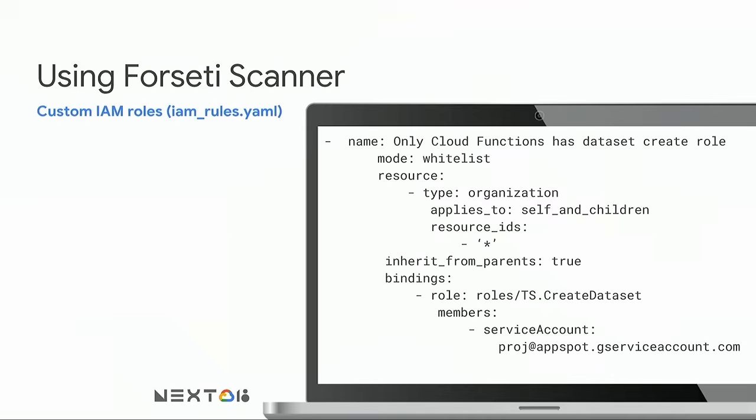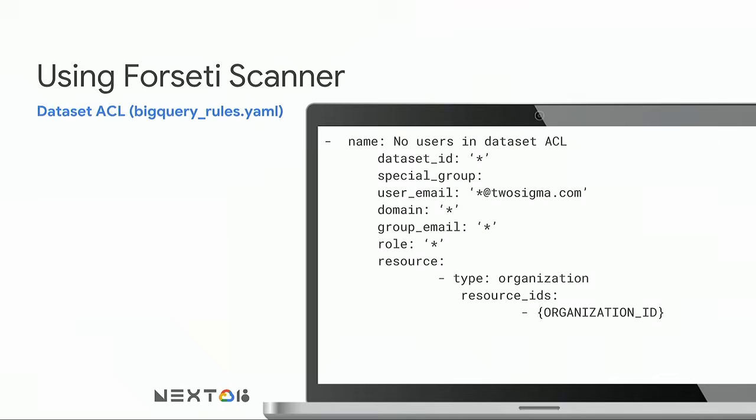That is the service account tied to the cloud function that we use for automation. What this rule is saying is to make sure that the only service account that has a specific role to create BigQuery datasets is the service account used by the cloud function. So it's essentially a whitelist. If it finds any other user, group, or service account with that ts.create dataset role, which is a custom role we've created, it will notify us by creating a finding in Cloud Security Command Center.